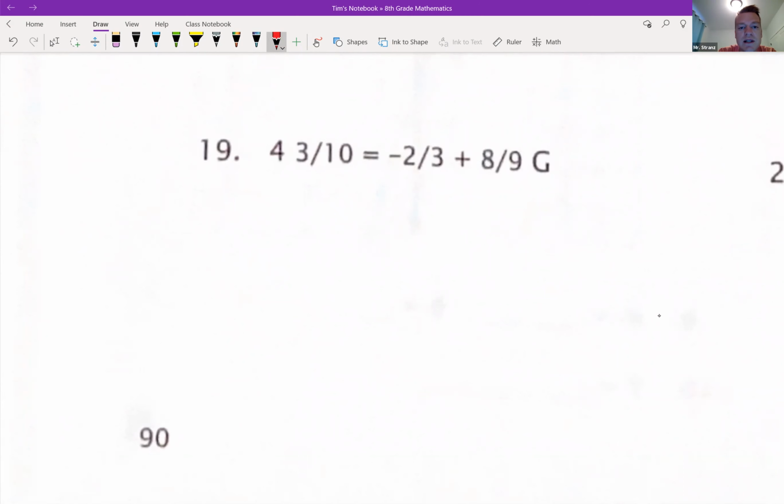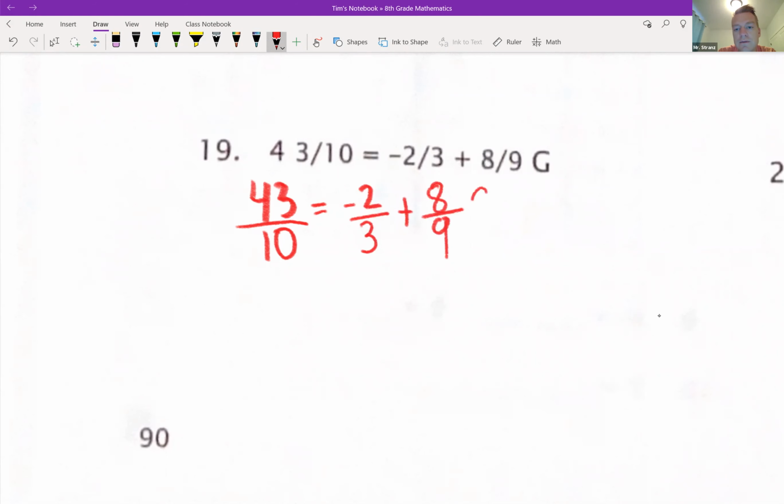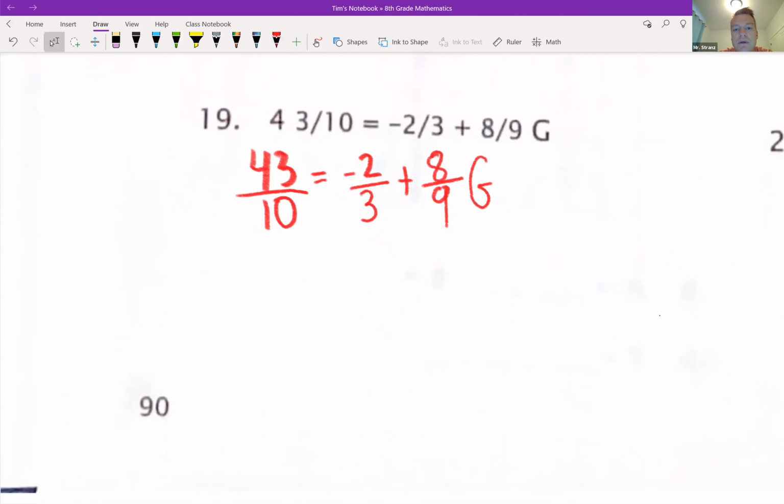So 4 times the denominator, 10, so 4 times 10 is 40, plus 3 is 43 over 10. That equals negative 2/3 plus 8/9 g. Okay, I need to find a common denominator between 10, 3, and 9, which is going to be 90. So I'm going to multiply each side by 90.